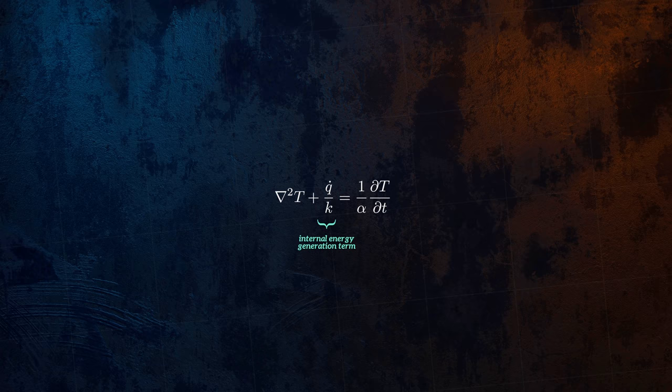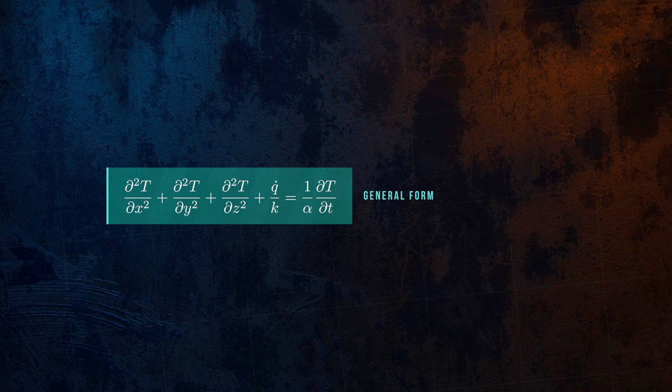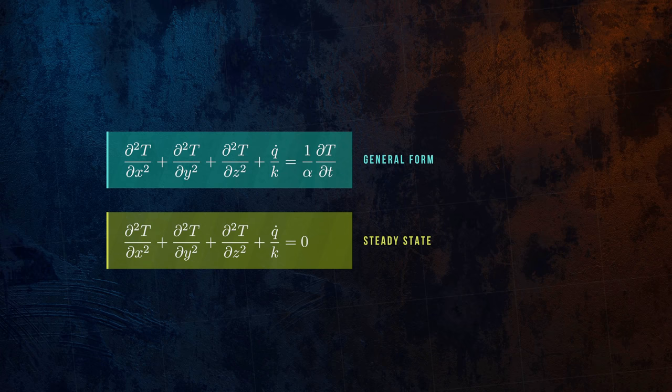Now that we've got a generalized form of the heat equation, we can simplify it to meet the requirements of the particular scenario being analyzed. If we're analyzing a steady-state case, for example, the temperature distribution doesn't change with time, so the transient term is equal to zero. If there's no internal heat generation, we can remove that term too. And if it's a two-dimensional case, for example, the Z term can also be removed.